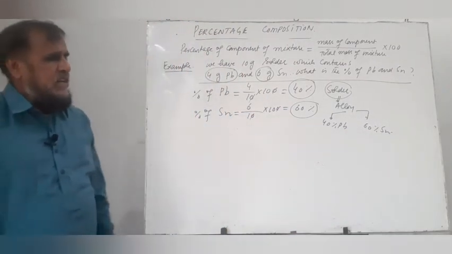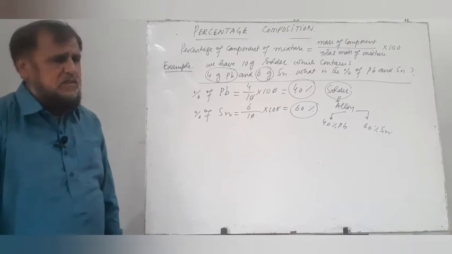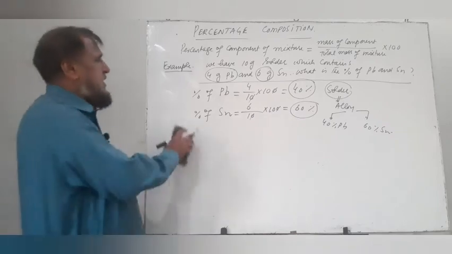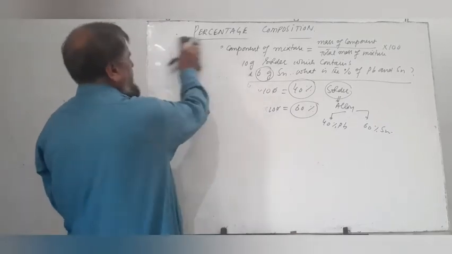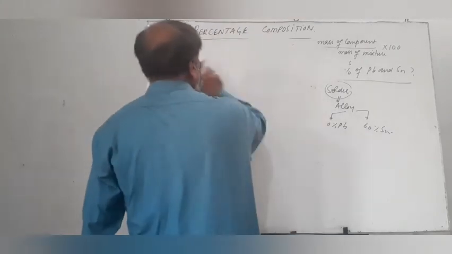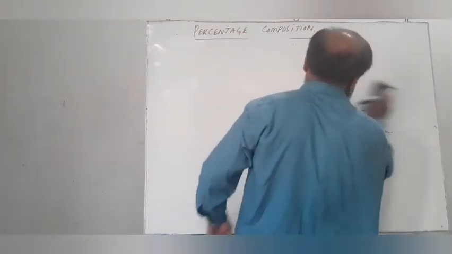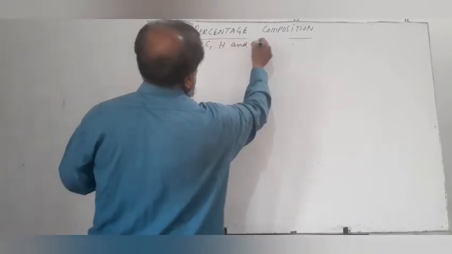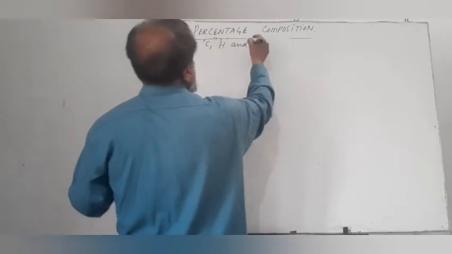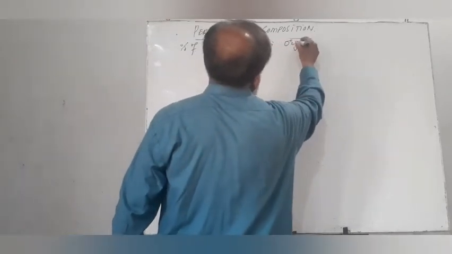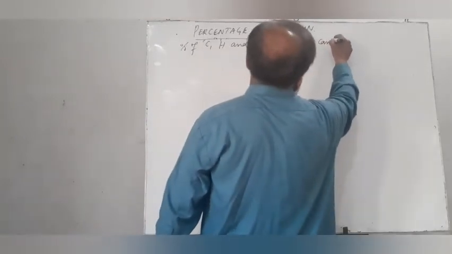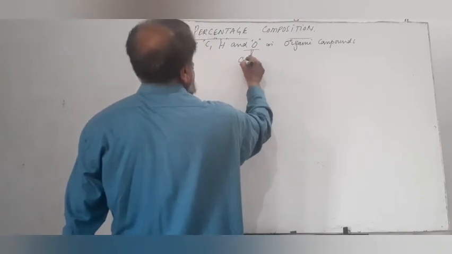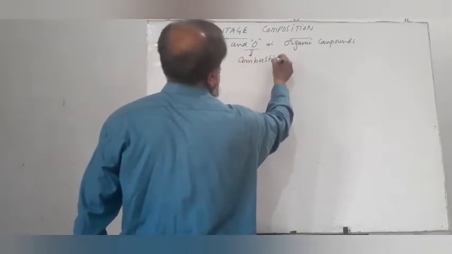Now when we come to organic compounds which contain carbon, hydrogen and oxygen, then the percentage of carbon, hydrogen and oxygen in organic compounds is determined by a method which is known as combustion analysis.